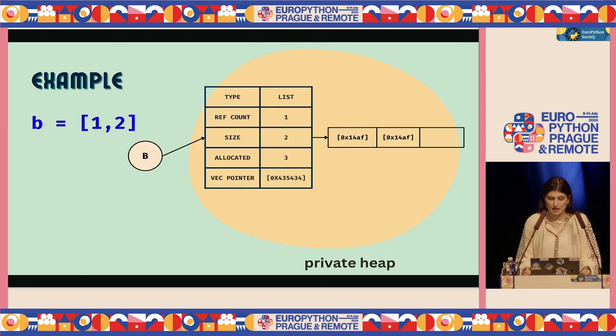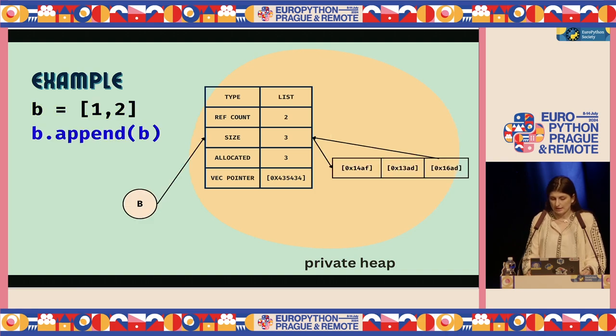For example, we have again our example where a list of 1 and 2 is assigned to b. Again, we create the object of type list in our memory, and we have this indication in our memory.